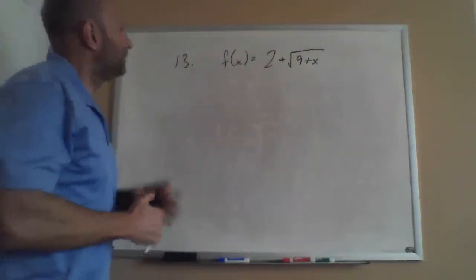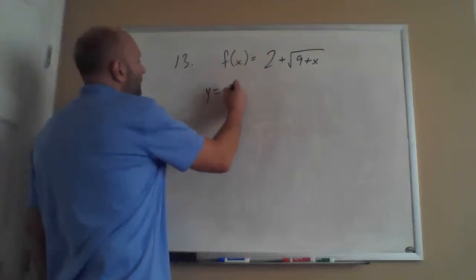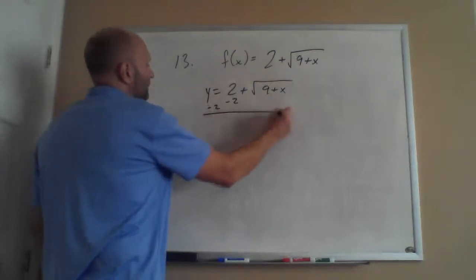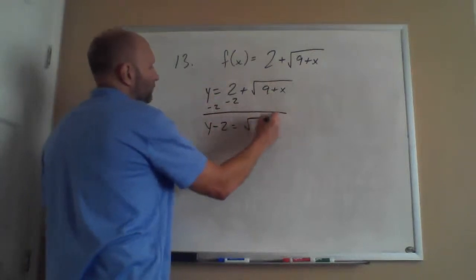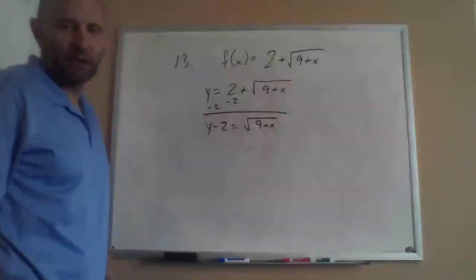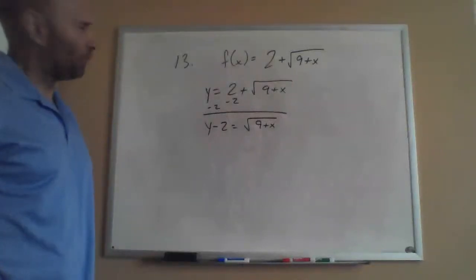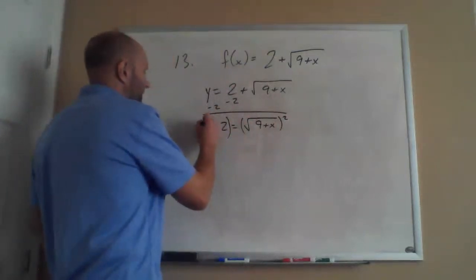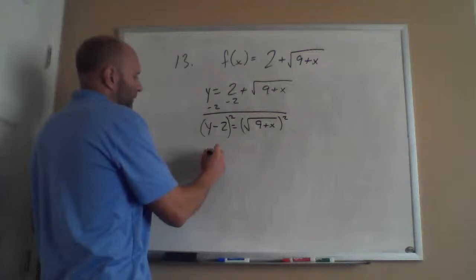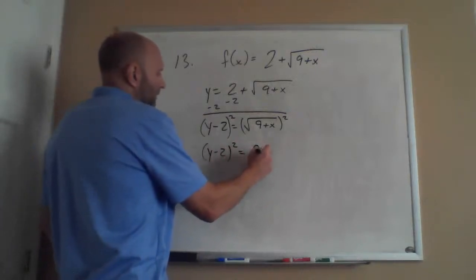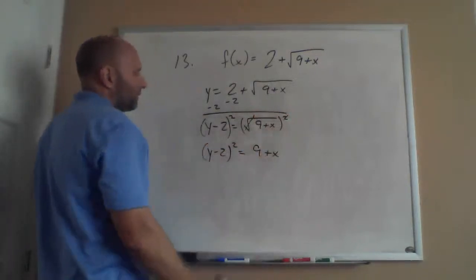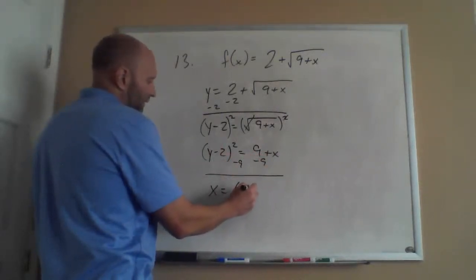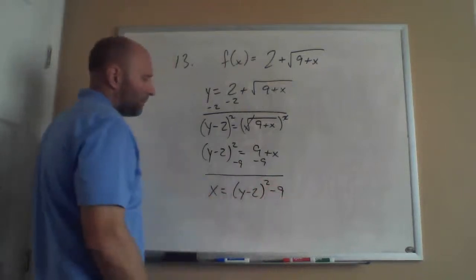All right, so change this to y. Subtract the 2. So you should have y minus 2 is the square root of 9 plus x. And now again, we need to get rid of that square root, so we have to square both sides. So we get y minus 2 squared is 9 plus x. Now subtract 9 from both sides. So x is y minus 2 squared minus 9.